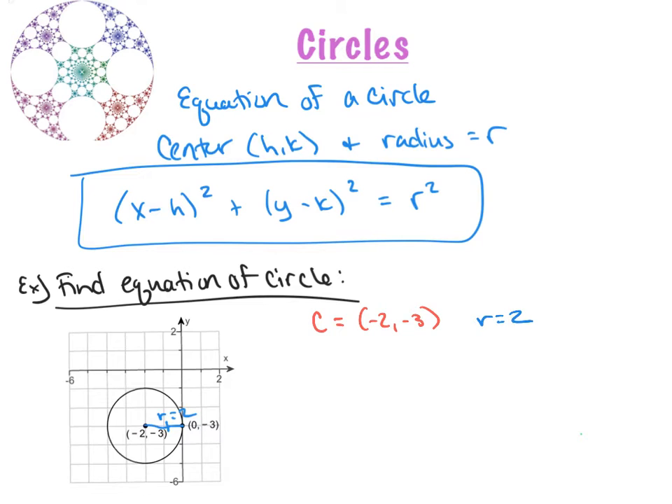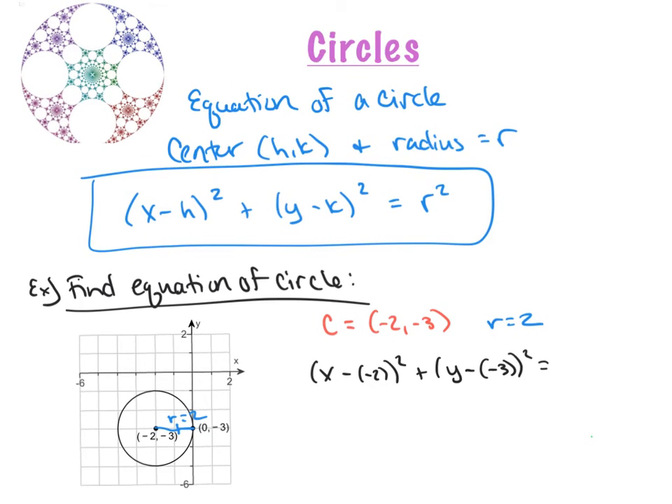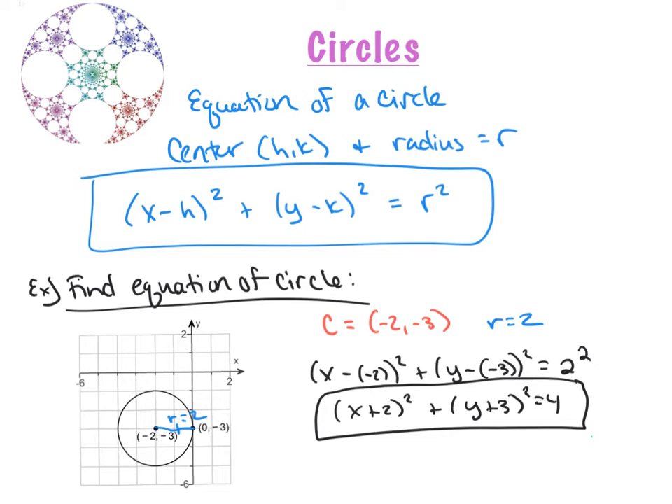So r equals 2. Cool, so plugging that into our formula, we have x minus -2 squared plus y minus -3 squared equals 2 squared. In other words, x plus 2 squared plus y plus 3 squared equals 4. Cool.